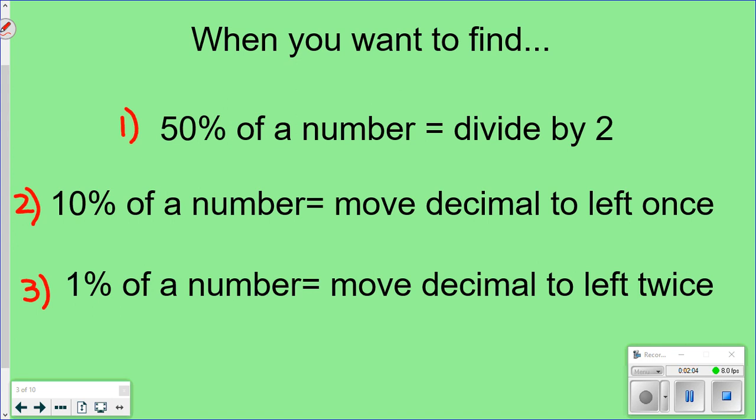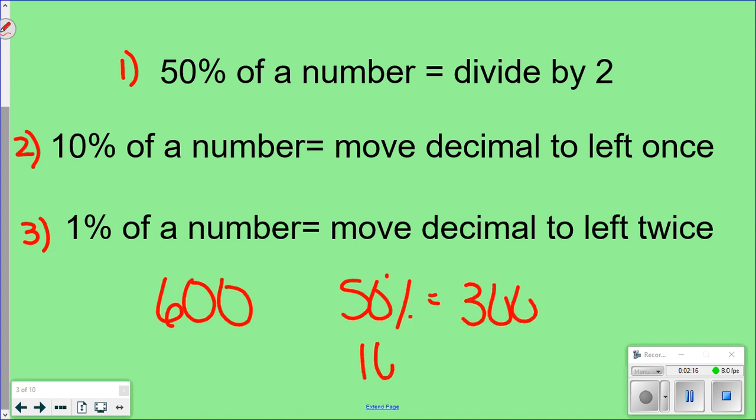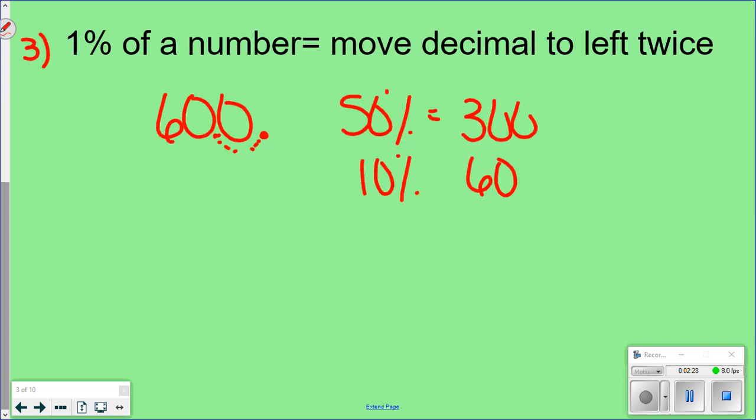So let's just do an example. If I say, okay, I have 600. If I want to find 50% of this, I would divide it by 2. So 50% would be 300. If I want to find 10%, I'm going to go back to this 600. I know there's a decimal here, and my rule is I'm going to move it to the left once, so 10% would be 60. And then if I'm going to find 1%, I'm going to go back to my 600, start at my decimal again, and move it 2 spaces. So 1% would be 6.